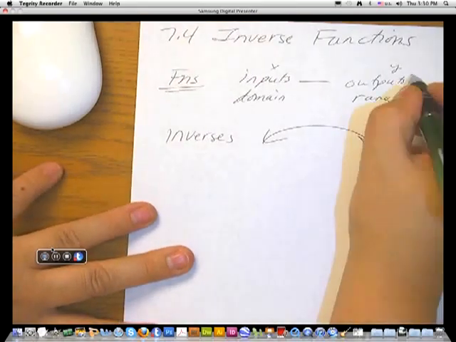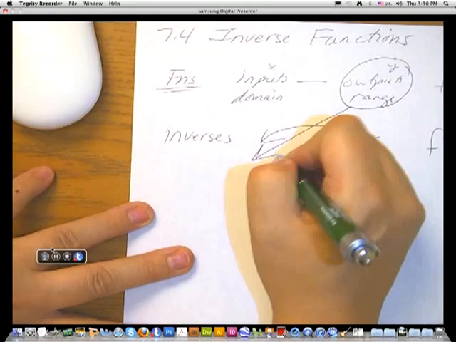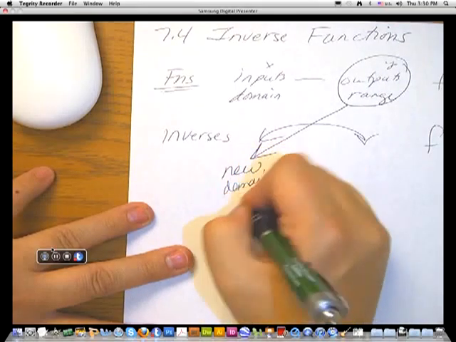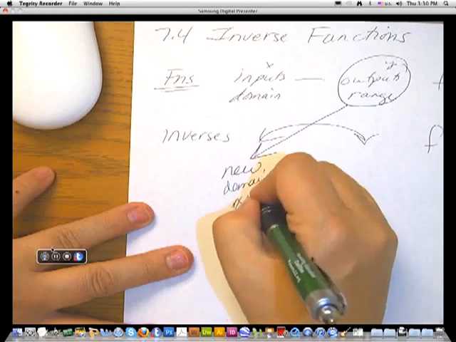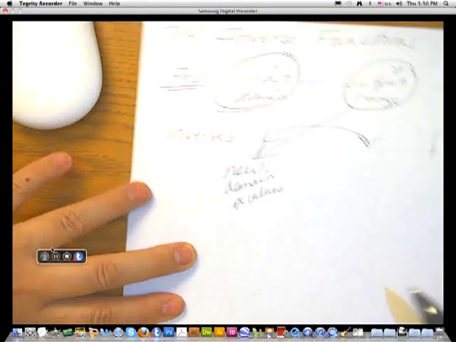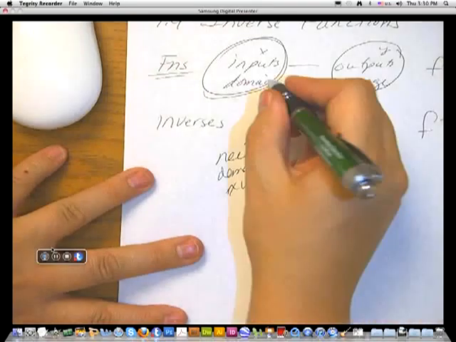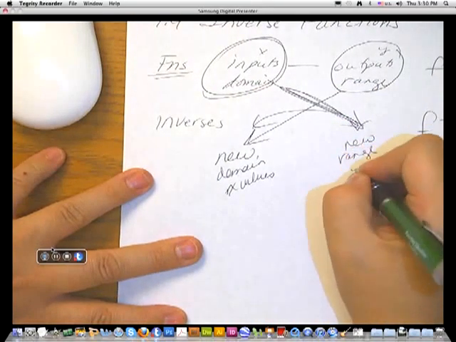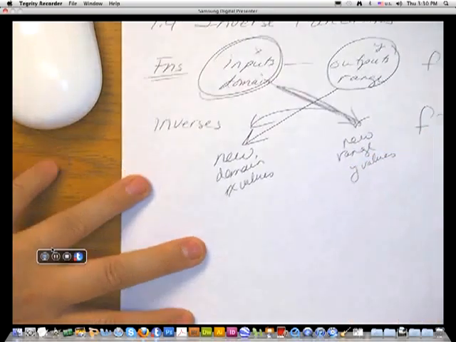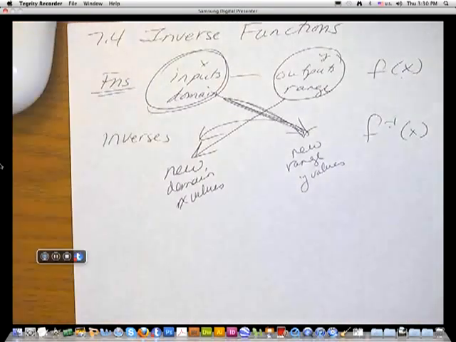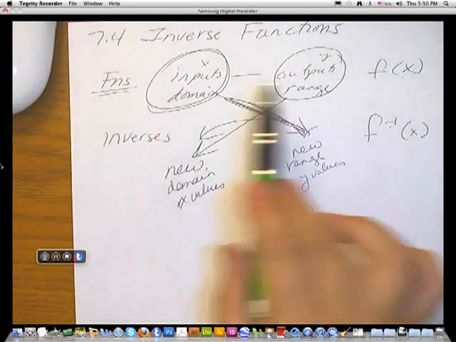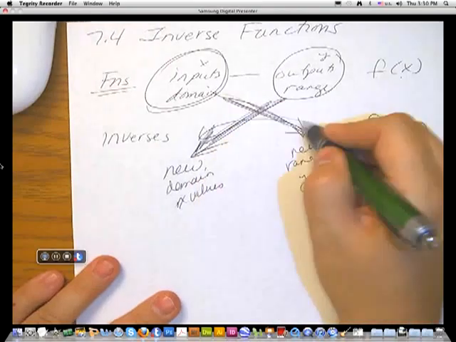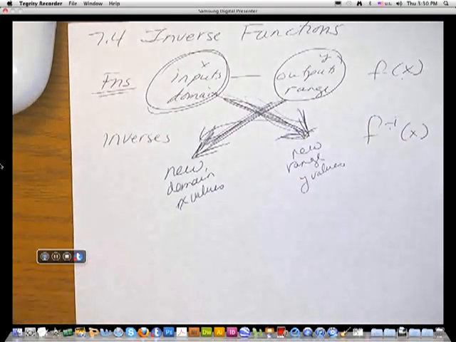What happens is that these outputs become the new domain and x values. The x values of the original function become the new range or y values. So when I have my original function x and y's, if I want the inverse, all I have to do is change my x and y's.